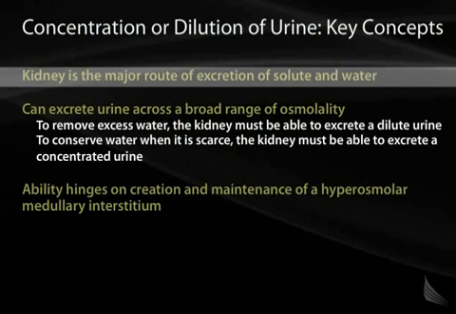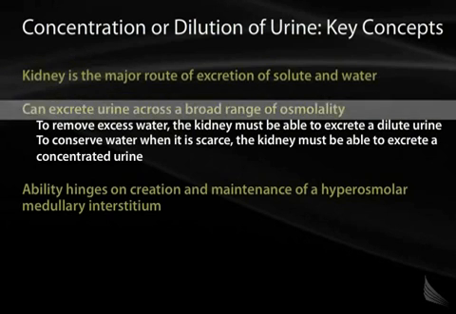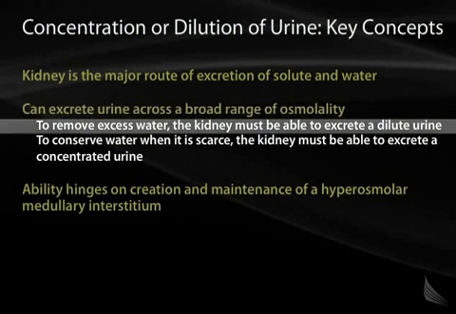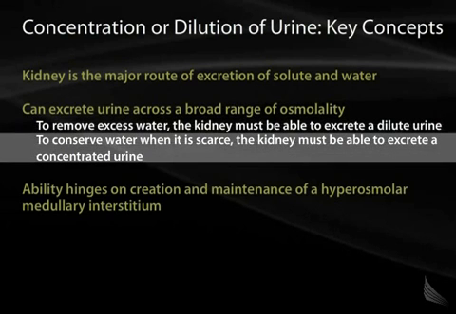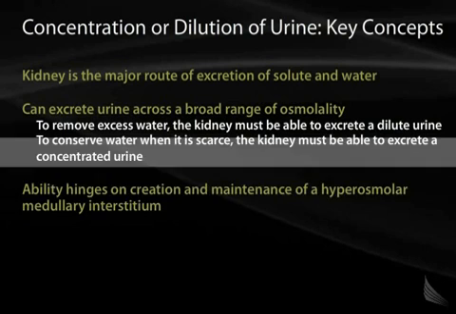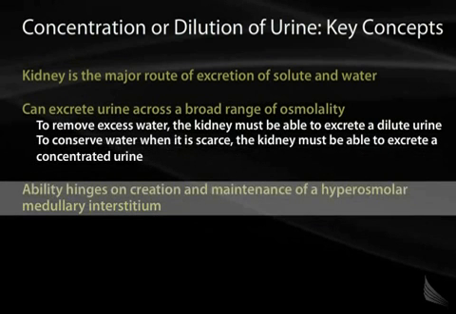Concentration or dilution of urine is essential for this process to occur. The kidney is the major route of excretion of solute and water, and it can excrete urine across a broad range of osmolality. To remove excess water, the kidney must be able to excrete a dilute urine, and to conserve water when it's scarce, the kidney must be able to concentrate urine and excrete a concentrated final urinary composition. The ability hinges on the creation and maintenance of a hyperosmolar medullary interstitium.